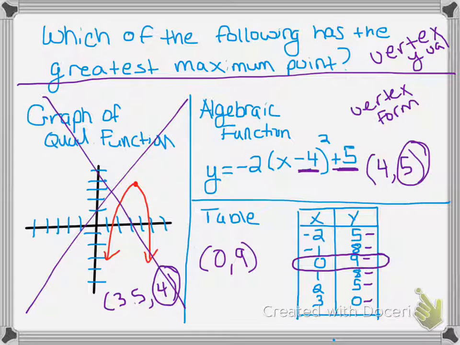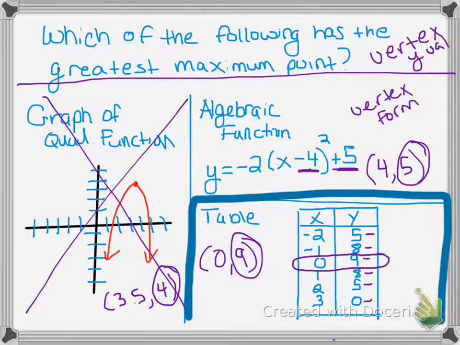So if we're looking for which one has the greatest maximum point, we're comparing the algebraic function, which has a highest point of 5, versus the table, which has the highest of 9. Therefore, the table has the highest point.